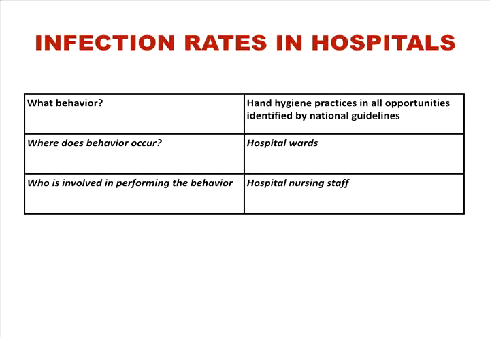You want hand hygiene practices to be followed in all opportunities identified by whatever guidelines that you have, right? And this is done. Where does that happen, right? You want people to do it on the hospital wards. And who is involved in performing the behavior? So let's say we're focusing on nurses here because we think they have the most contact with patients, right? So now you know that for your qualitative research, or when you figure out what the barriers are, you're going to focus on nurses in the hospital wards and trying to get them to do a specific behavior, wash their hands, right, at any opportunity that's identified by the guidelines.